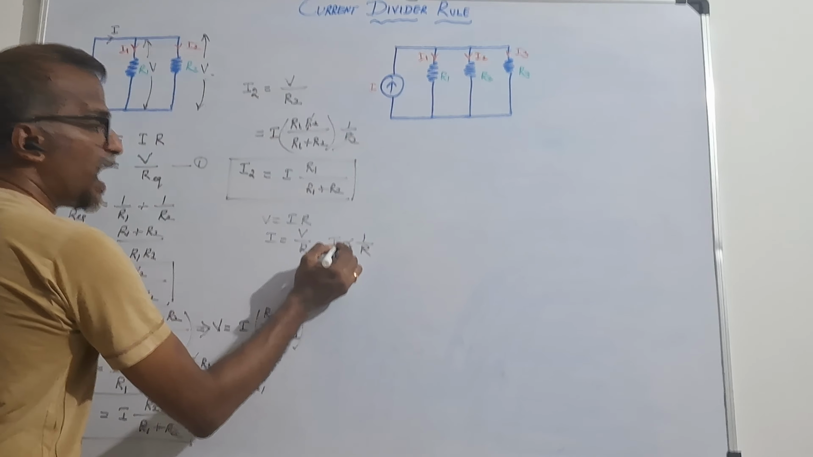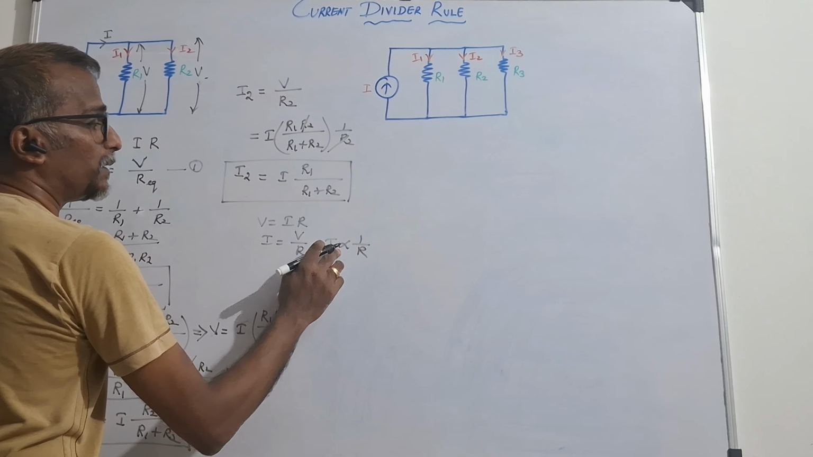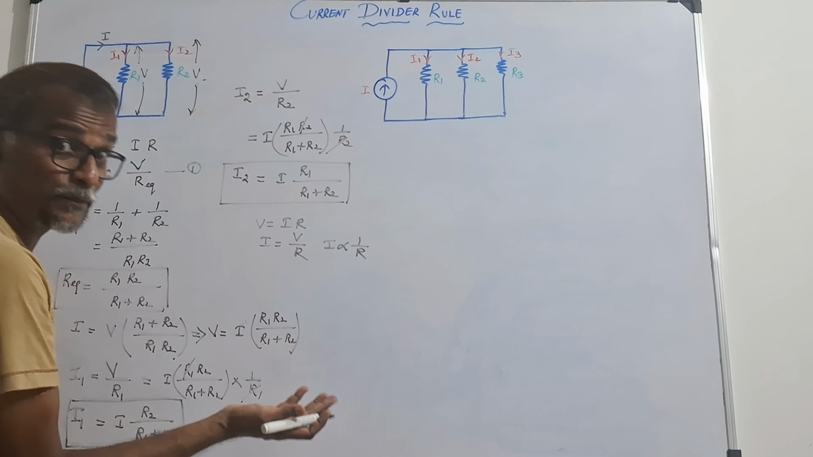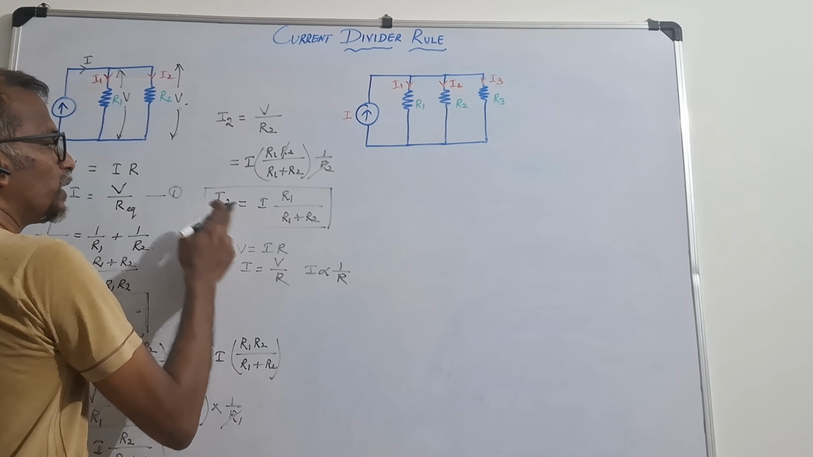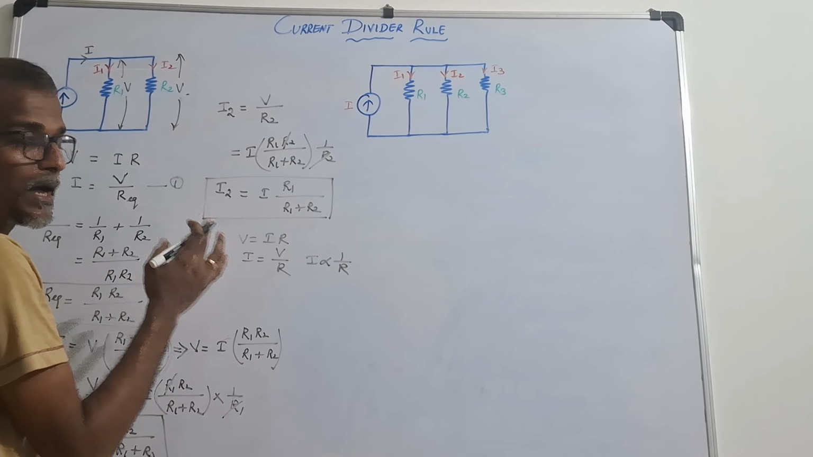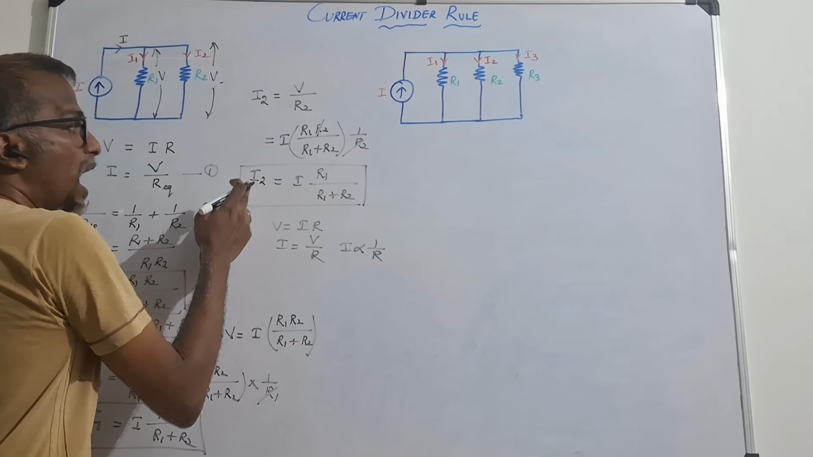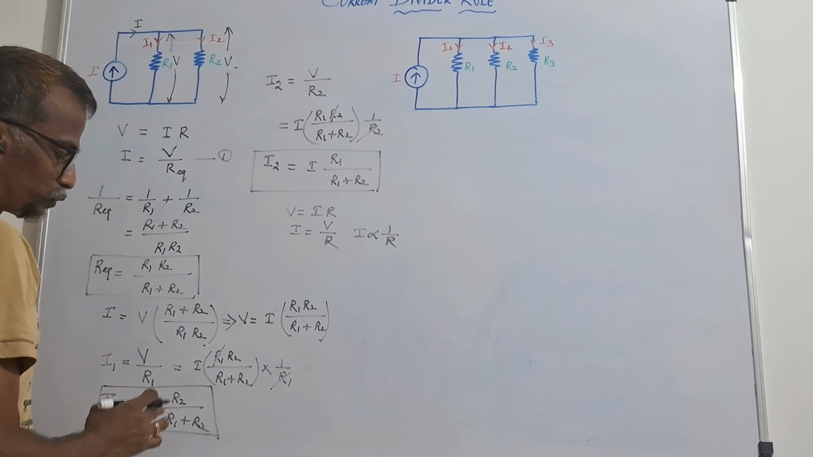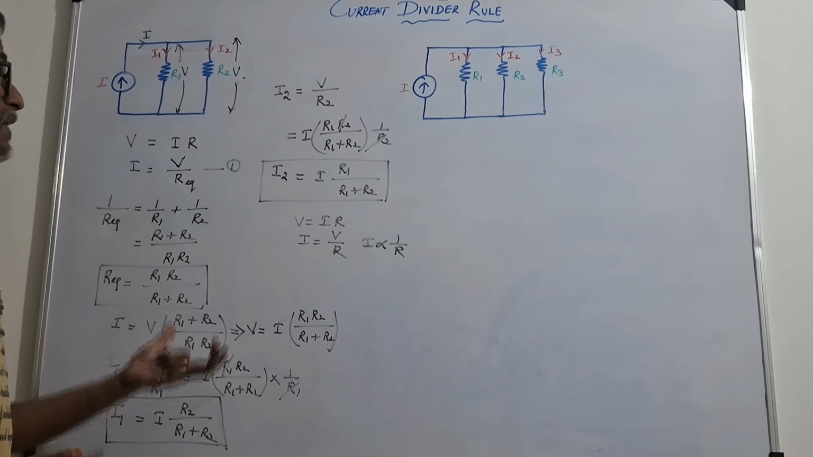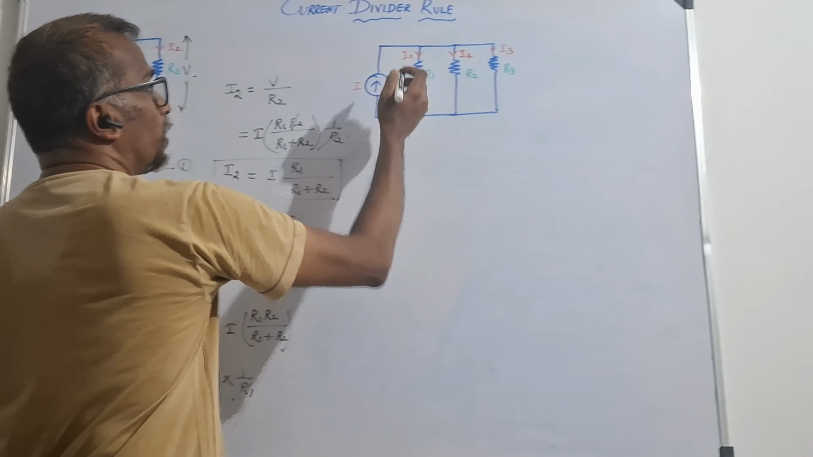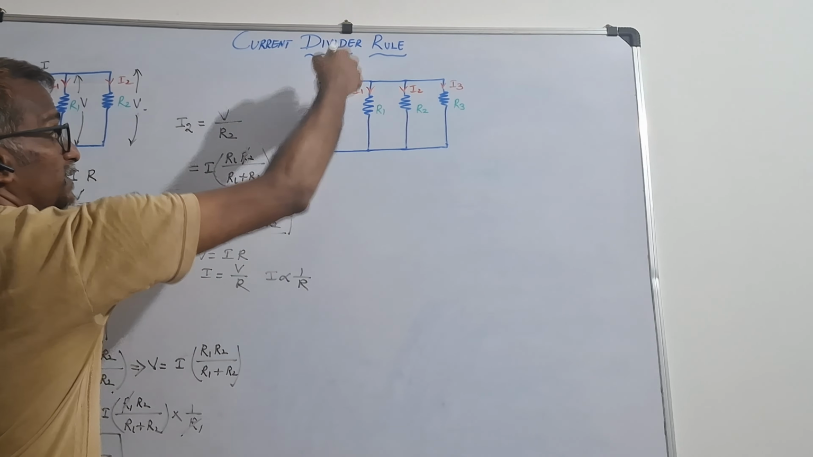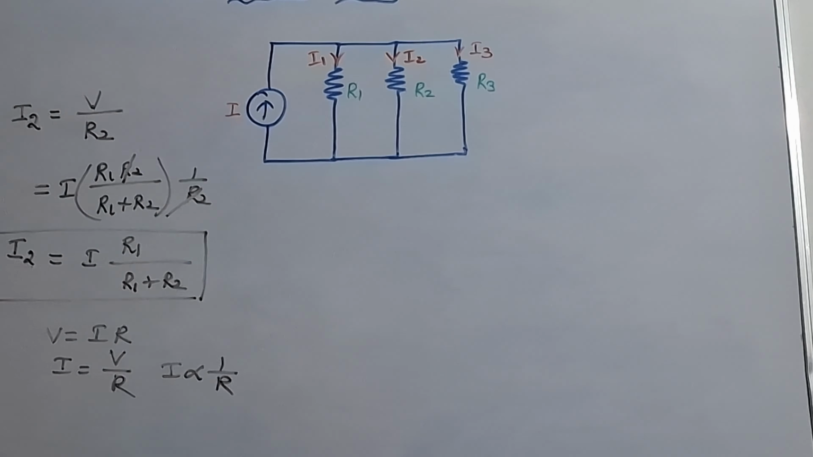That's why when I1 comes here, current is inversely proportional to resistance. So in that, likewise you should remember I2 means here R1, I1 means here R2. So like that we have to substitute. In the same way, we have to find out what happens when three resistances are connected in parallel.